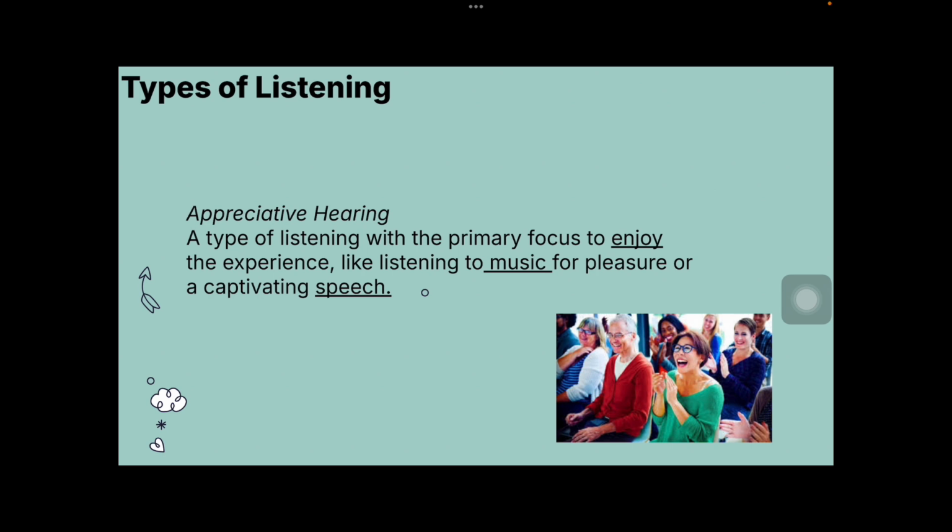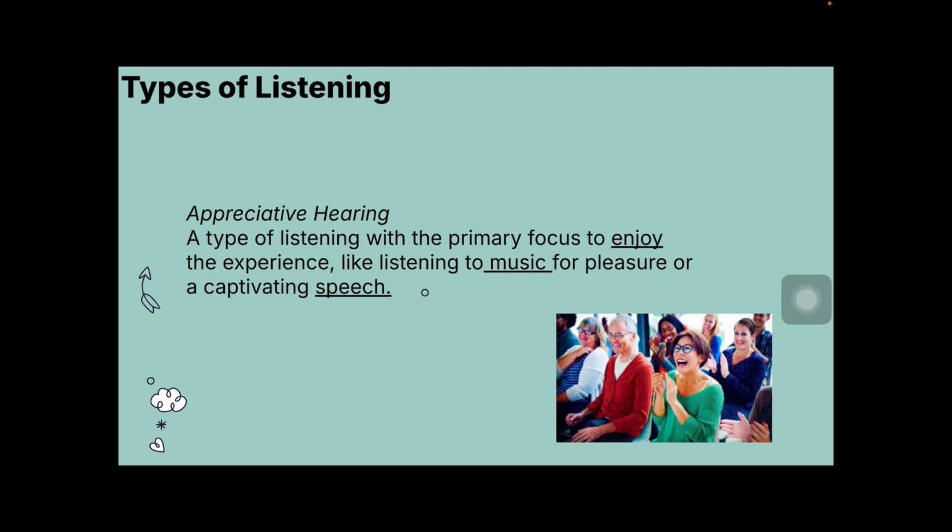Again, just as a reminder, I know I went fast on that last slide, so hit pause or rewind if you're not catching all the notes to put into your packet. There are actually different types of listening. Appreciative listening is a type of listening with a primary focus to enjoy the experience, like listening to music for pleasure or a captivating, interesting speech.